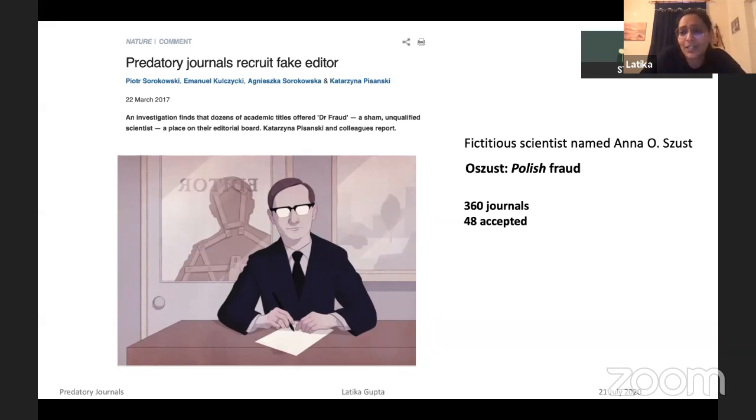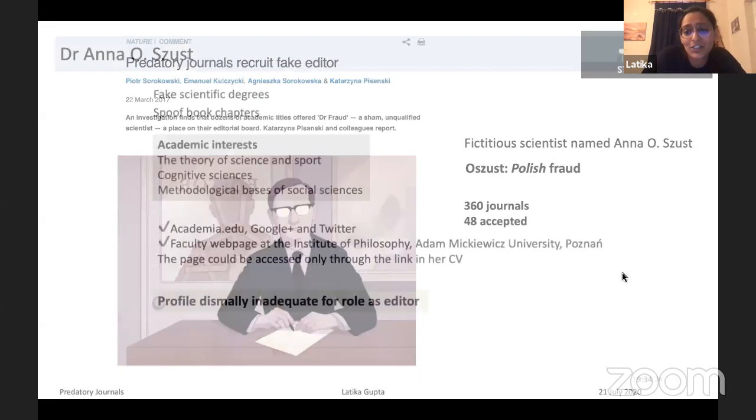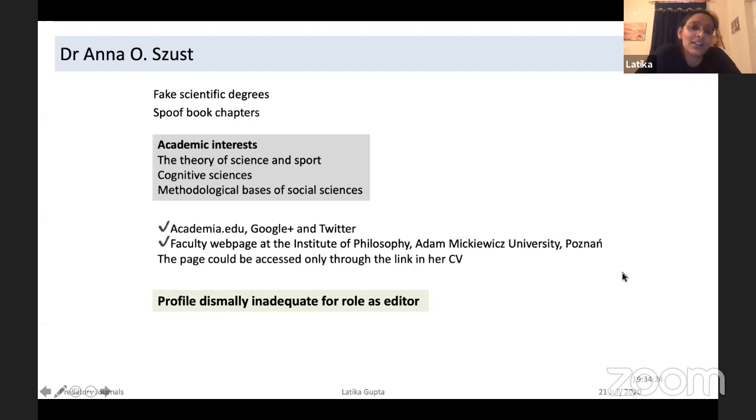So this is an interesting report in Nature where a group of scientists who were fed up of various invitations which were not related to their field decided to go on this sting operation, where they first created a fake scientist named Anna Oszust, where Oszust in Polish means fraud. And they created the sham profile where they applied to be the editor-in-chief of 360 journals. And in this interesting sting operation, 48 journals accepted. So let's look at Anna's profile.